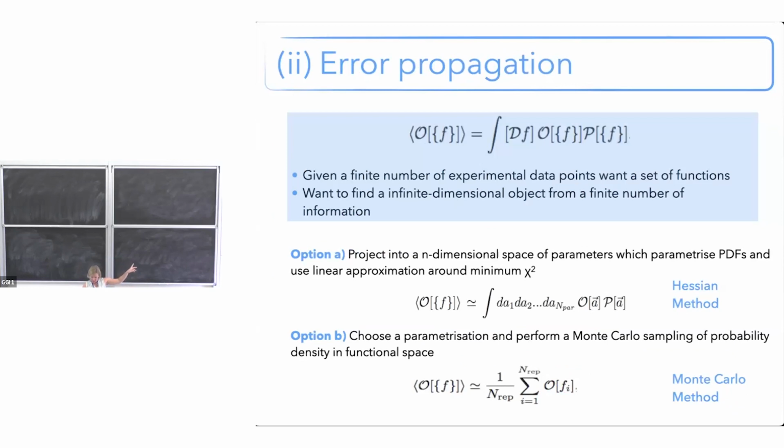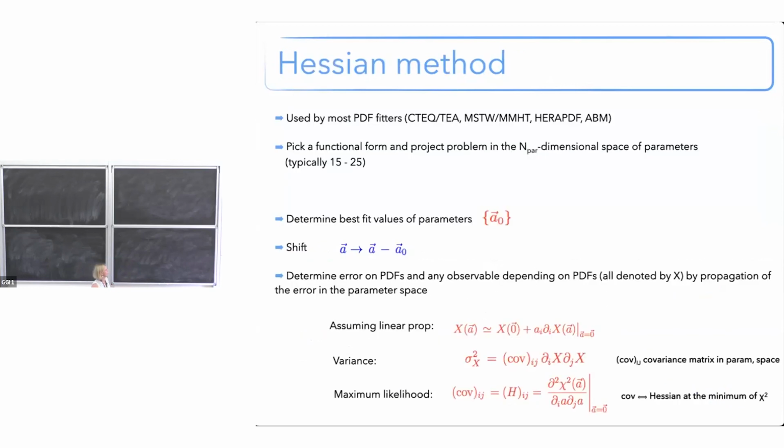Because again, this is a different thing that different PDF groups do, okay? So the Hessian method is used by most PDF fitters, so CTEQ, MSHT, HERAPDF, ABM. So you project the problem into an n-parameter dimensional space, and you just have to use whatever minimizer. So it has nothing to do with machine learning. It's a statistics problem. So you just have functions that depend on, say, 20 parameters, and you find the global minimum of the chi-square as a function of the parameters.